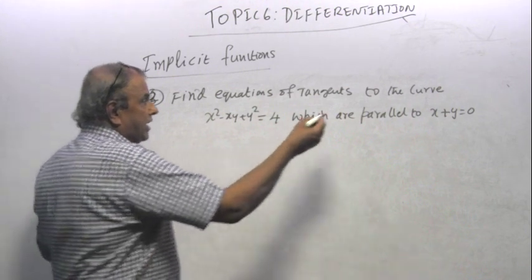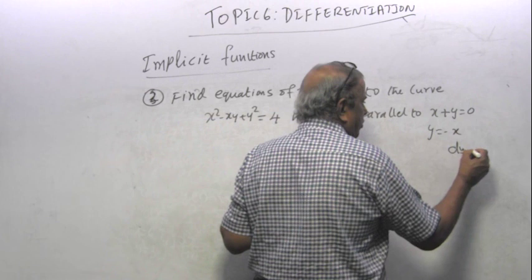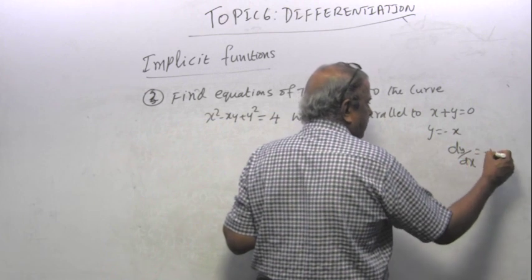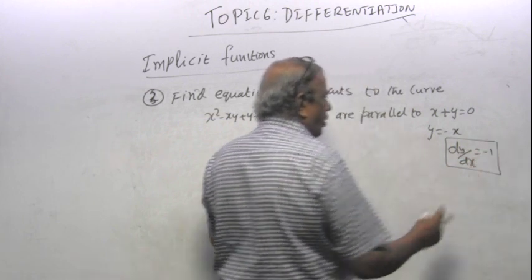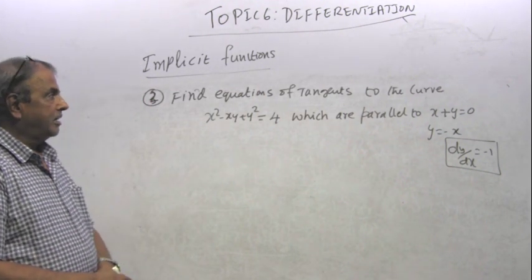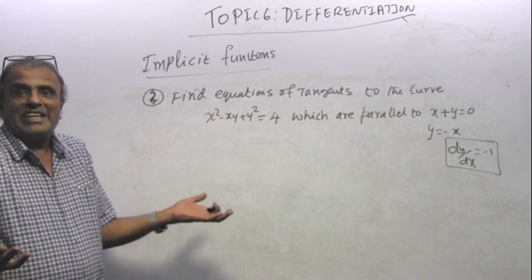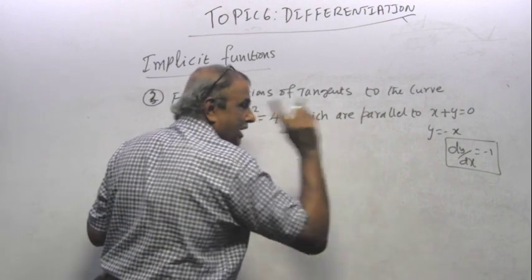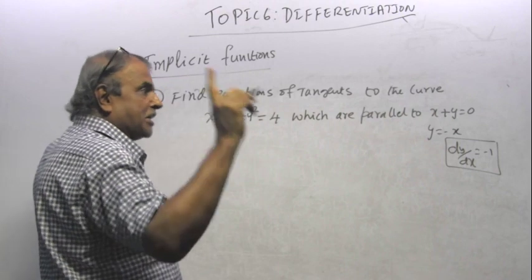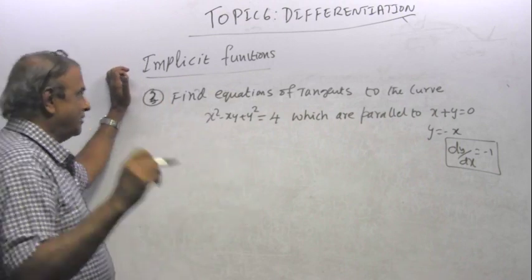What do I have here? I know dy/dx because this is y equal to minus x, so dy/dx is minus 1. So I know the value of dy/dx, but I don't know anything about x and y. How do I find x and y? Remember I told you, use the information given in the question to find x and y.